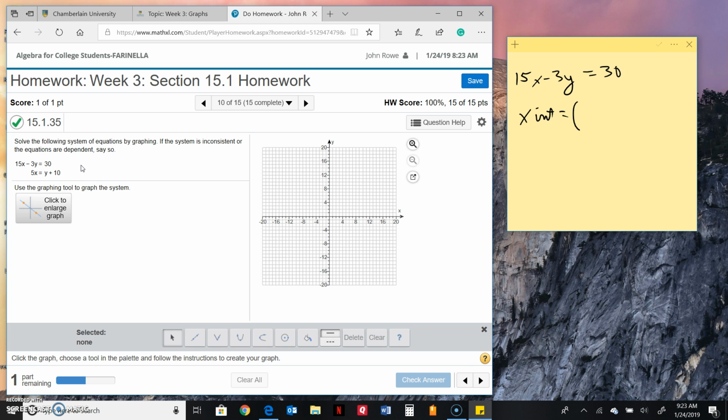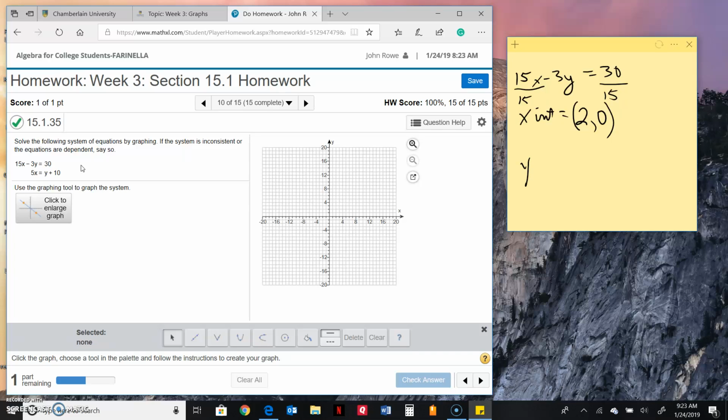so if we set y to 0, 15x divided by 15 is going to be equal to 30 divided by 15. So our x-intercept is going to be equal to 2 if we set y to 0. So that's our first plot there.